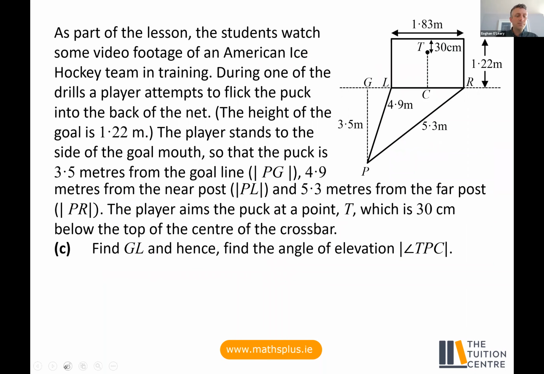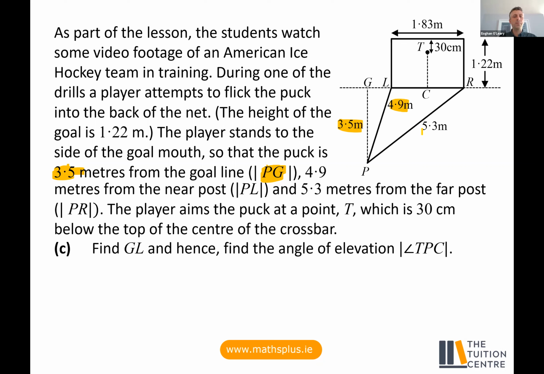As part of the lesson, students watch some footage of an American ice hockey team in training. During one of the drills, a player attempts to flick the puck into the back of the net. The height of the goal is 1.22 meters. The player stands at the side of the goal mouth so that the puck is 3.5 meters from the goal line. And that's PG, which is 3.5 meters. So that's my 3.5 meters here.